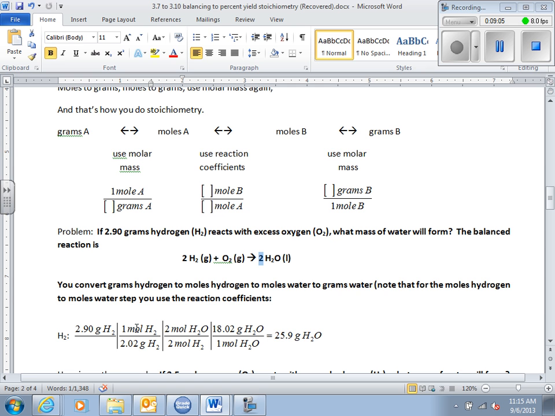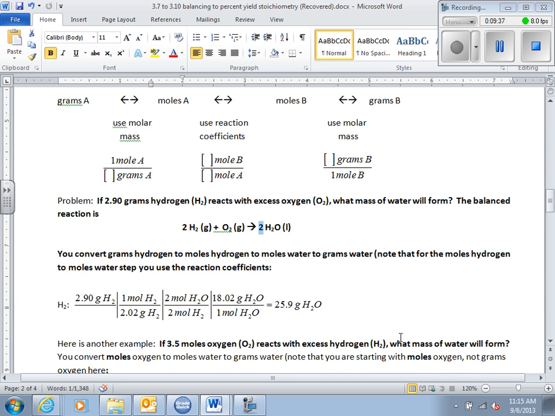Okay, so this is our grams to moles, use molar mass. Moles to moles, use the reaction coefficients. Moles to grams, use molar mass again. And this is how you do stoichiometry. Okay, whenever you use molar mass, it is always grams per mole, which means grams per 1 mole. And you can use the molar mass right side up or upside down because it's just a conversion factor.